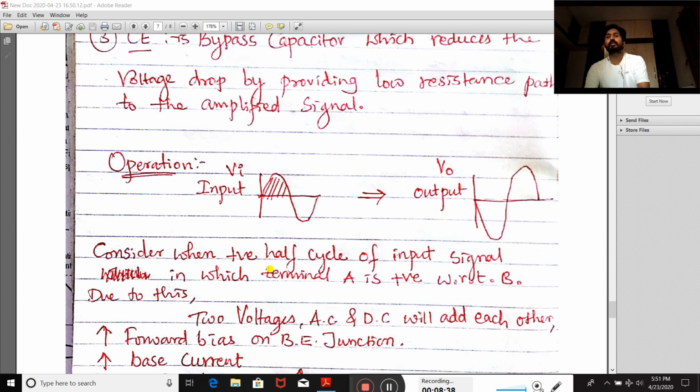input voltage into the output voltage as an amplified version, but a phase shift will be there, that is, we are going to get a 180 degree out of phase output with the input voltage. This is the operation of the RC coupled amplifier.